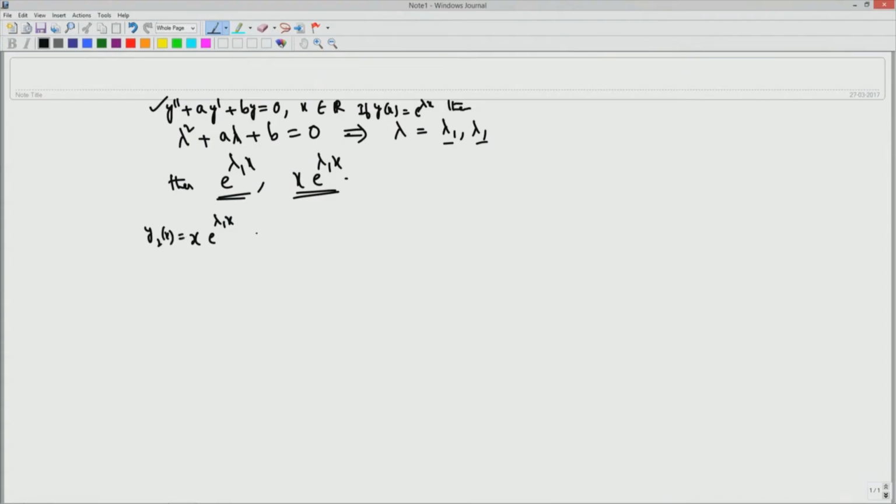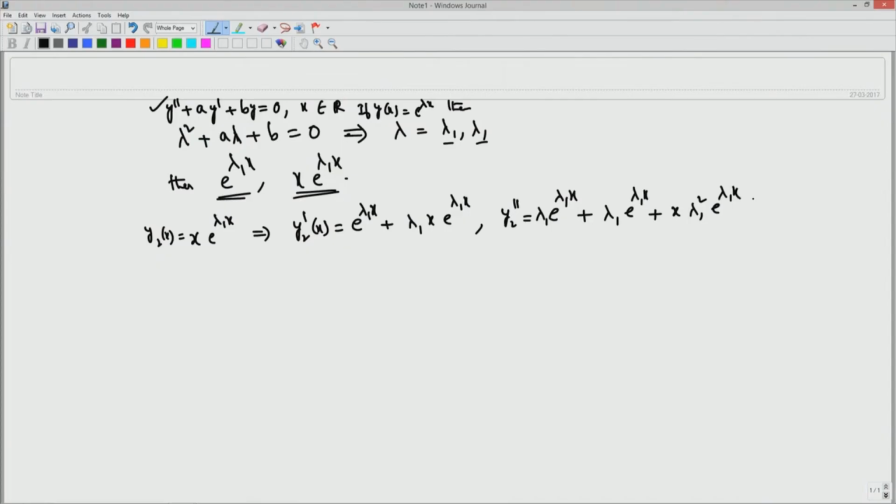Okay. So this gives me y2 dash of x, which you can calculate: that is e power lambda 1 x plus lambda 1 x e power lambda 1 x. And your y2 double dash is again e power lambda 1 x into lambda 1 plus lambda 1, e power lambda 1 x, plus x into lambda 1 square e power lambda 1 x. Okay, so this is what you have.